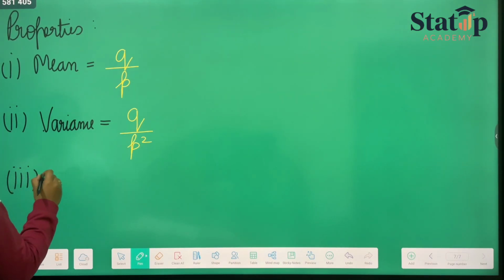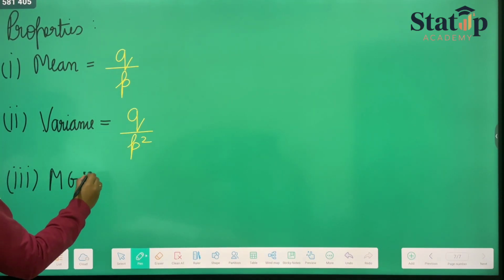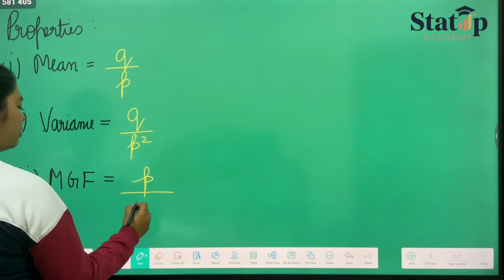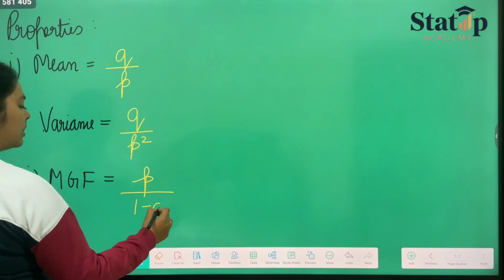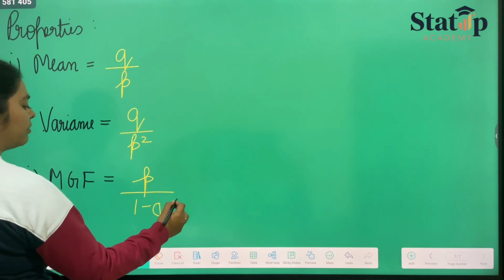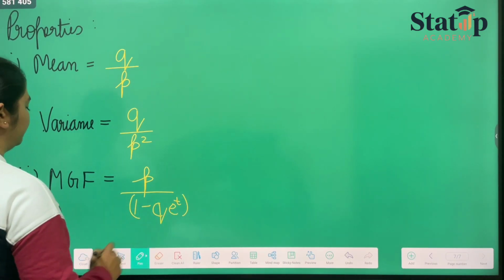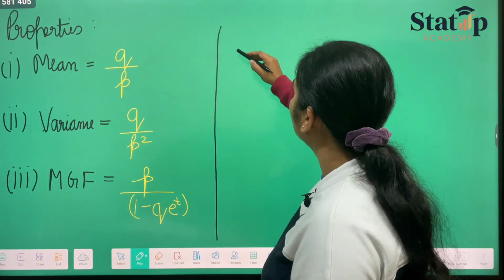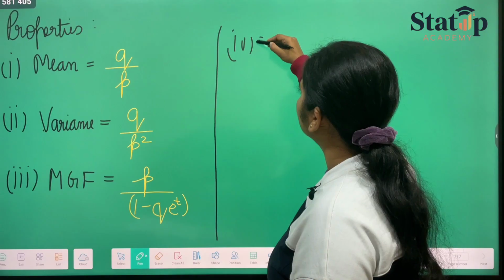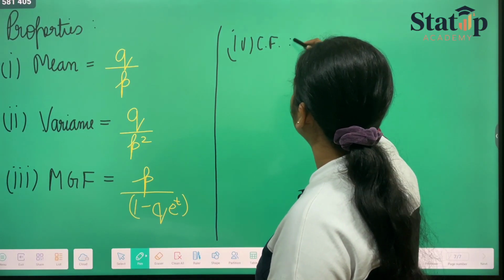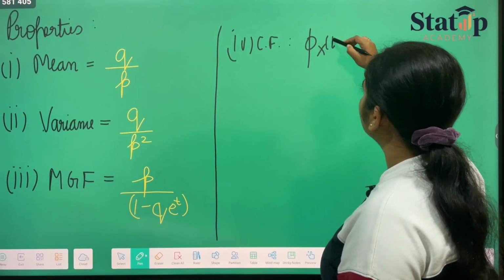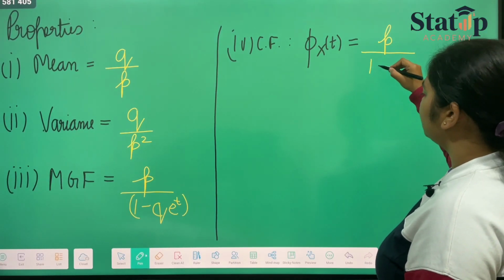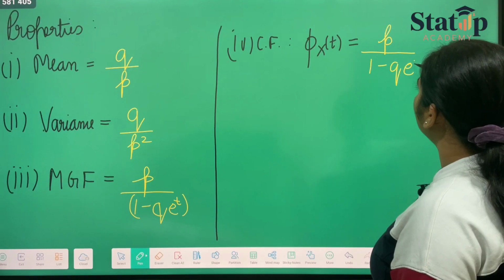Third property will be MGF. If we talk about MGF, then it will be P upon 1 minus Q e raised to the power T. This will be our MGF. If we talk about another property, which is the characteristic function, then it is denoted by phi X of t and it is given as P upon 1 minus Q e raised to the power it.